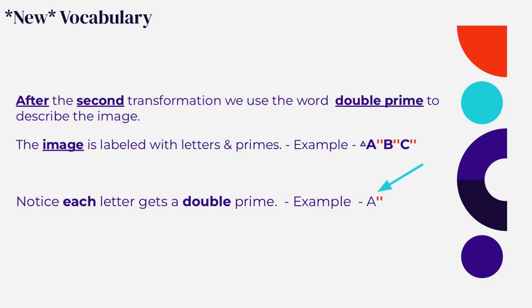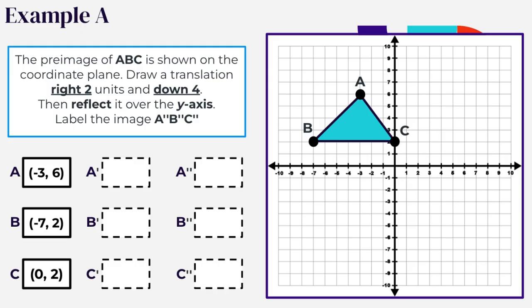Now let's take a look at example A. So here in example A, we have the preimage ABC shown on the coordinate plane. We're going to draw a translation right 2 units and down 4. Then we need to reflect it over the y-axis and label the image A double prime, B double prime, C double prime. So we've got our 3 points over there, and it's telling us that we need to draw a translation first and then reflect.